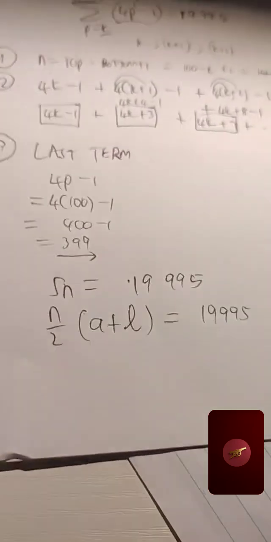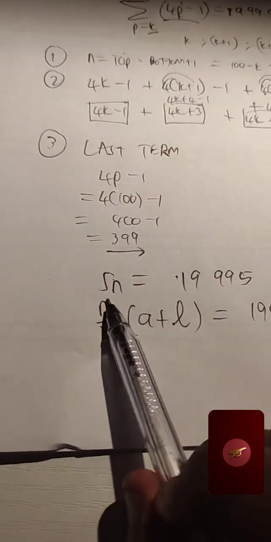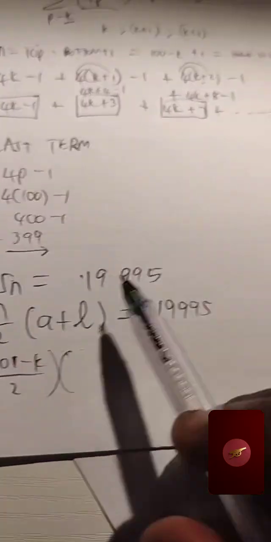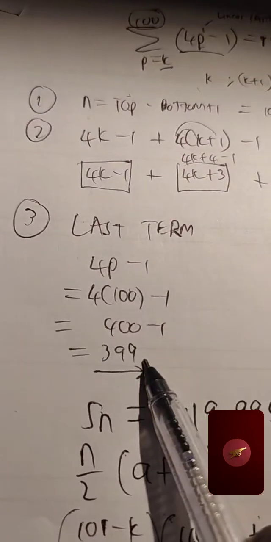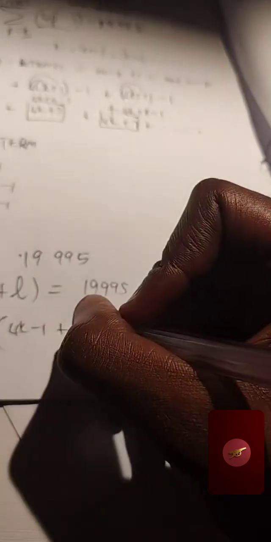But which formula am I using? I'm using this one. n is 101 minus k, over 2. I put that one in brackets. And then I deal with a plus l. a is 4k minus 1, rightfully so. Plus l, where's l? 399.